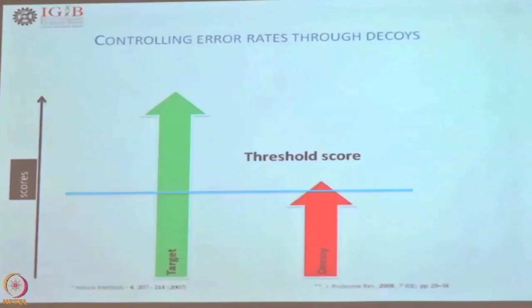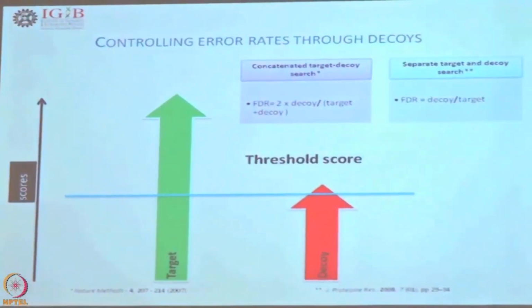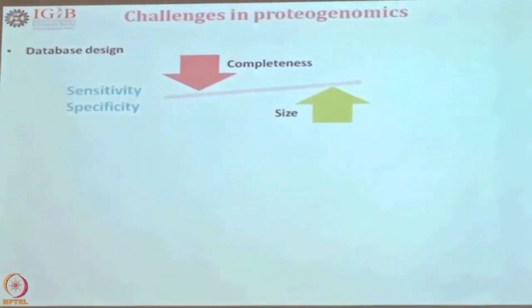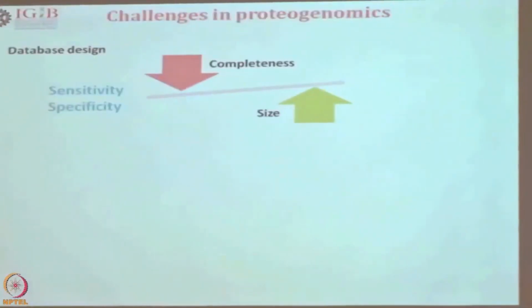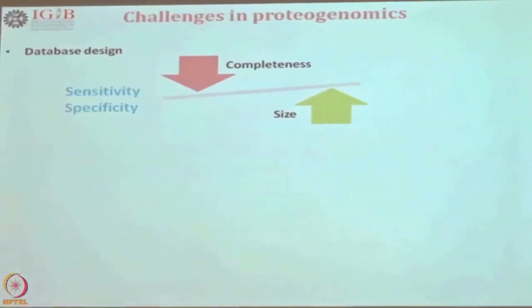There are 2 ways one can do FDR calculation. One is a concatenated search, another is a separate search. In concatenated, you merge the target and the decoy into one database, whereas in a separate search you search the target separately and the decoy separately, and then you apply the formula I just told: FDR is the ratio of decoy to target. Whatever I just said is very generic, for those who probably did not understand the FDR, so I narrated it in a brief manner.